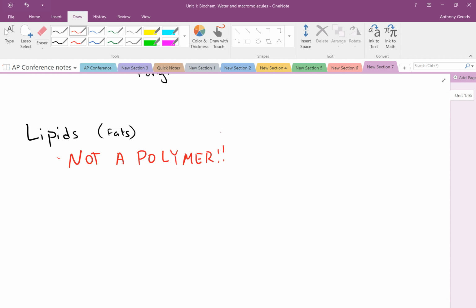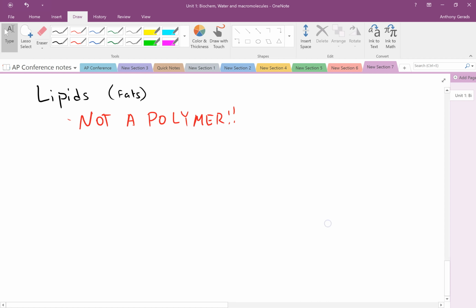Remember, we've got carbohydrates, we've got proteins, and we've got nucleic acids. All of those are polymers. They're all made of a building block. Lipids are not made of a repeating subunit. They're not made of a polymer. I'm about to draw them out. So there's three big types. Type number 1, triglyceride.